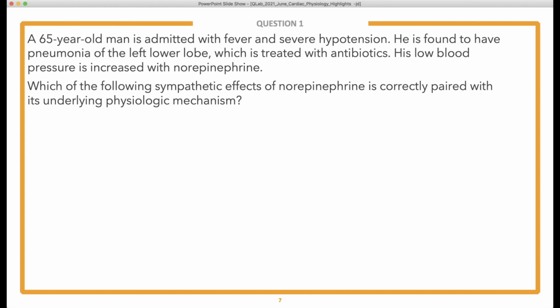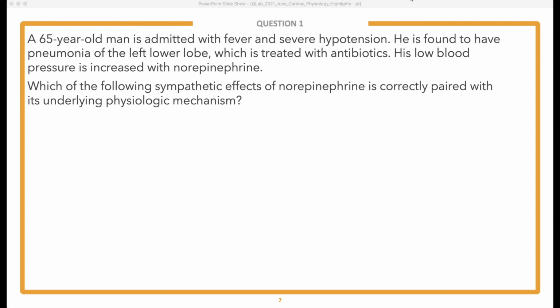A 65-year-old man is admitted with fever and severe hypotension. He is found to have pneumonia of the left lower lobe, which is treated with antibiotics. His low blood pressure is increased with norepinephrine. Which of the following sympathetic effects of norepinephrine is correctly paired with its underlying physiologic mechanism? We want all of you to start thinking about the important clues in the vignette and lead-in as I hand it off to Paras.